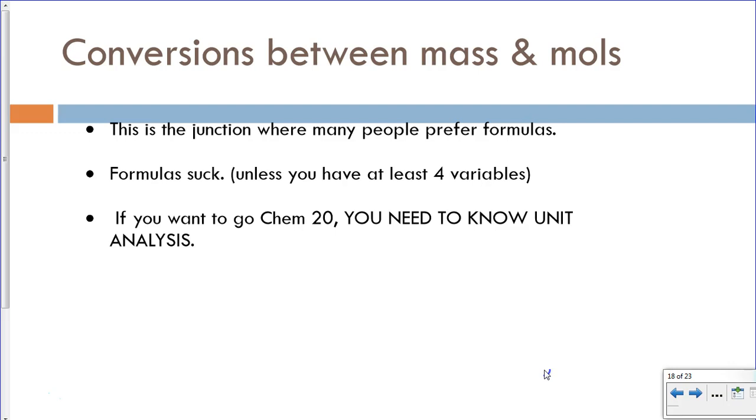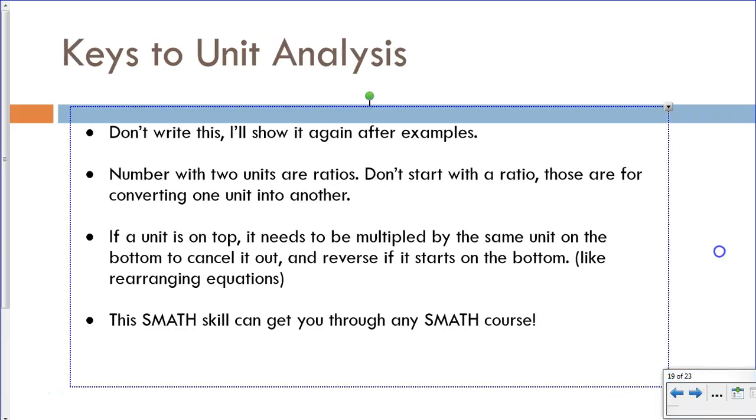If you want to go to Chem 20 and you want to move on in chemistry, you need to know unit analysis. And we've talked about unit analysis in physics and significant digits and unit conversions. We need to carry that forward, and it can actually help you be a faster student when you're working on this stuff.